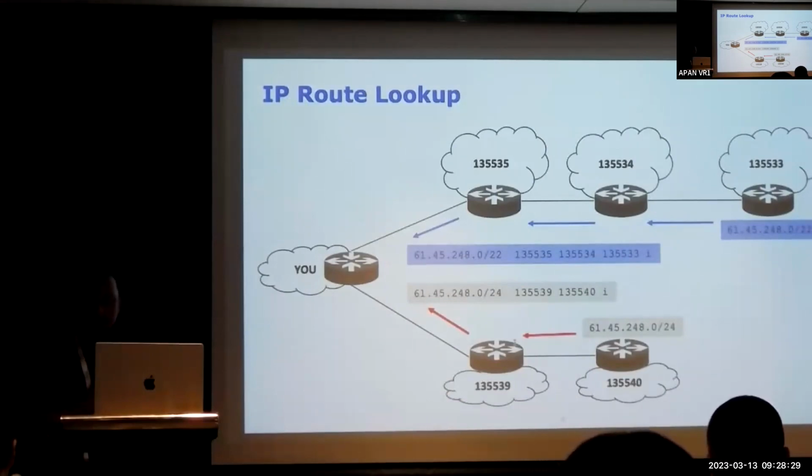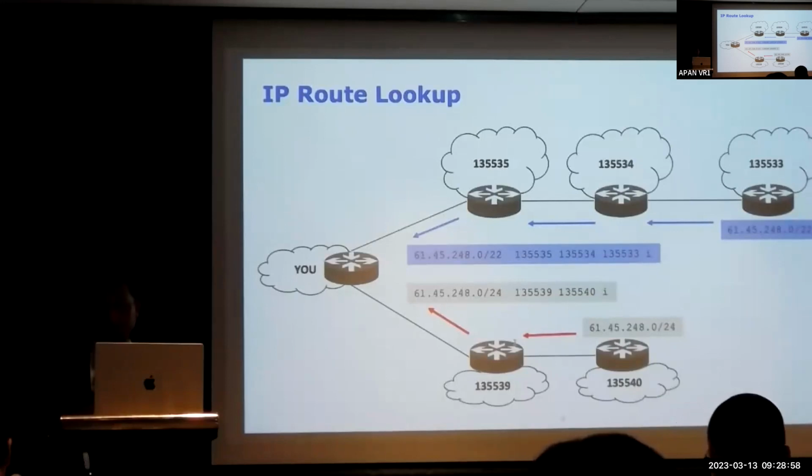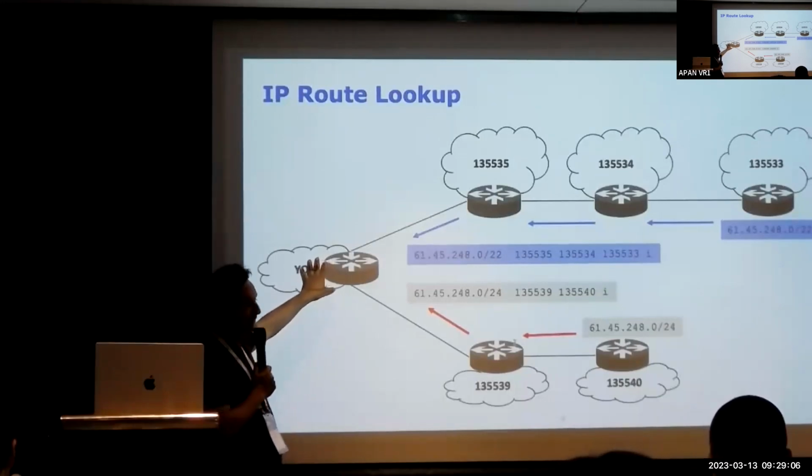Whenever you're sending a route on the internet, you are trying to get the traffic into your network. So AS135533 is trying to advertise a prefix 614548.0/22. Whenever AS135533 announces that particular prefix to AS135534, it accepts it and also advertises it forward to 135535, and it gets up to here. So this is my reference point.